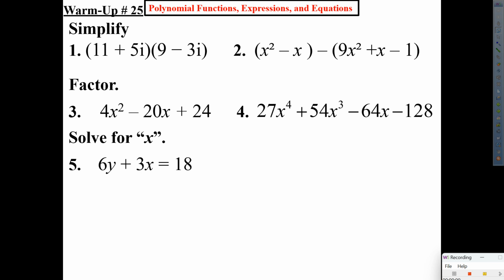Warm-up number 25 is on the screen. That shouldn't take you long. See how you do with that, and then we'll go over it really quick. Today we're moving on to, everybody go like this really quick. Bear with me, because it's going to be one of those days.